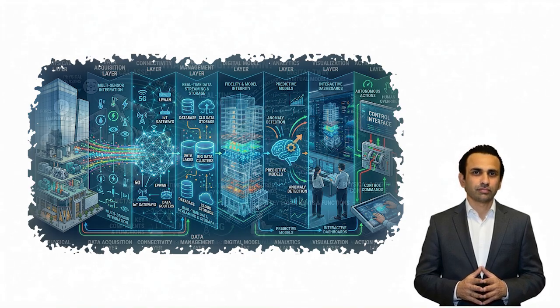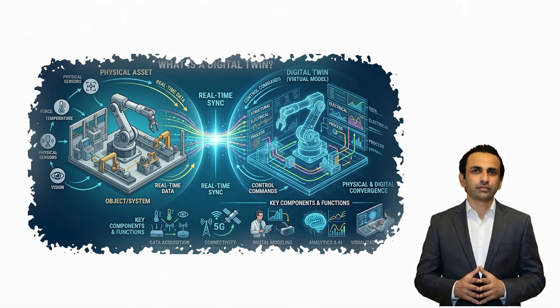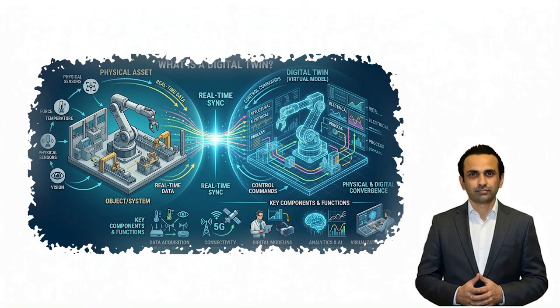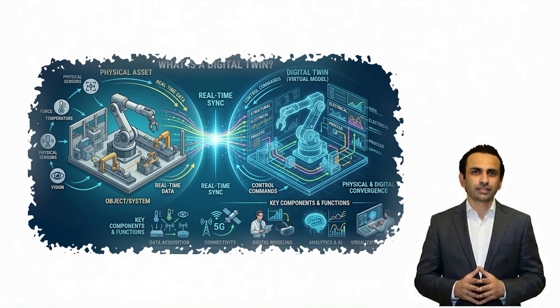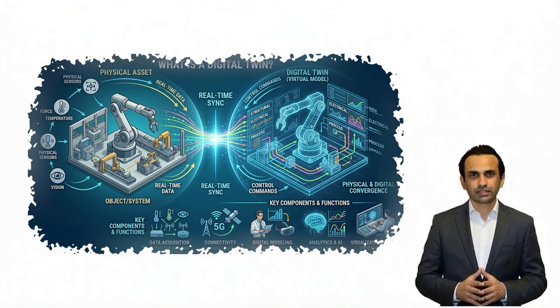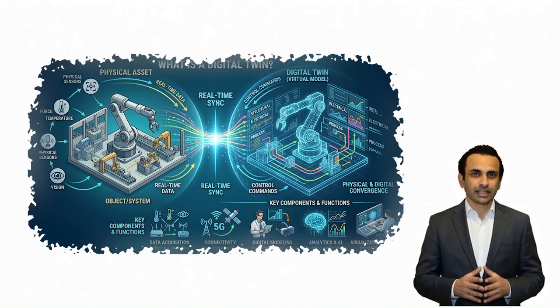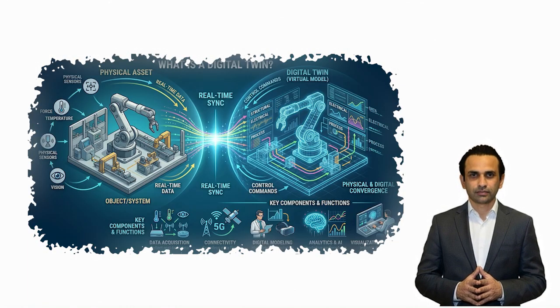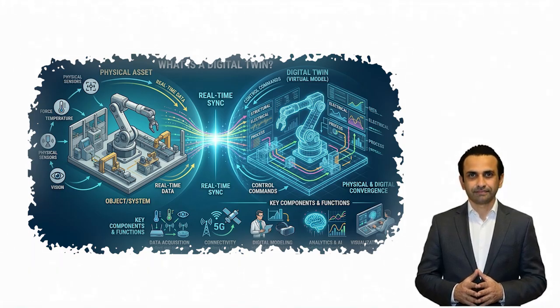Let's dive in. What is a digital twin? Before layers, let's align on the definition. A digital twin is a virtual representation of a physical asset, system, or process continuously updated using real world data. That asset could be a machine, a building, a wind turbine, a factory line, or even an entire city.